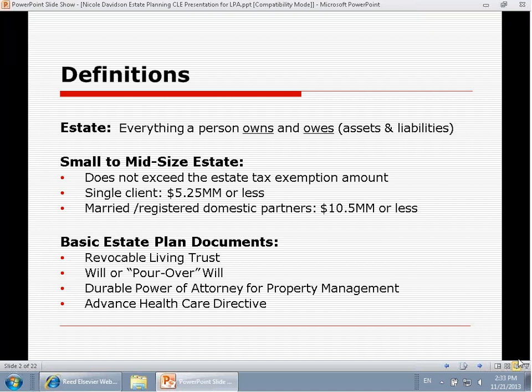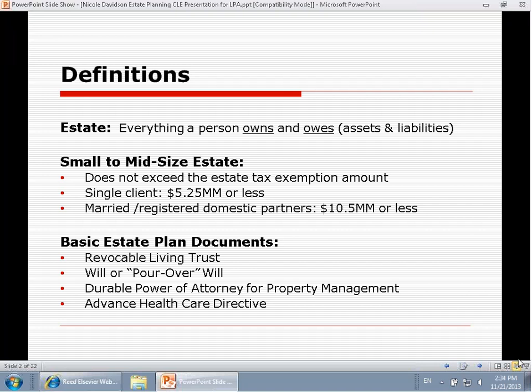All right, so we will start by defining estate, and that will be everything that a person owns and owes. So we're talking not just about assets, but also about liabilities. And in defining the small to mid-size estate, we're talking about an estate that does not exceed the estate tax exemption amount. Currently, that amount is $5.25 million if you're talking about a single client.